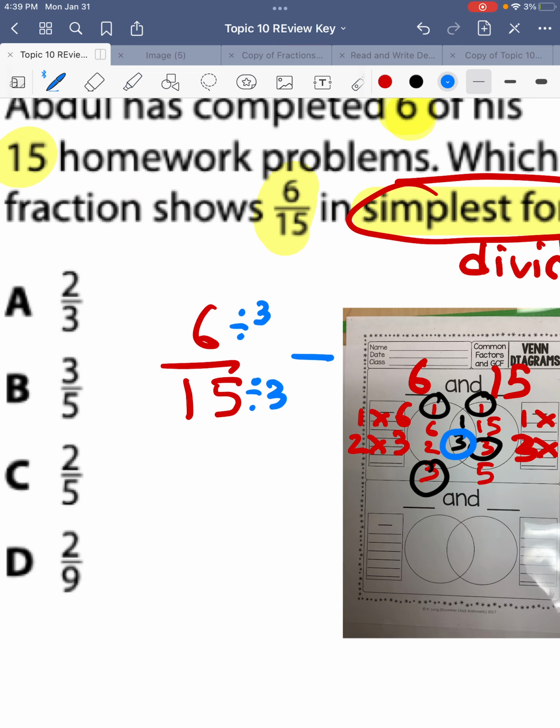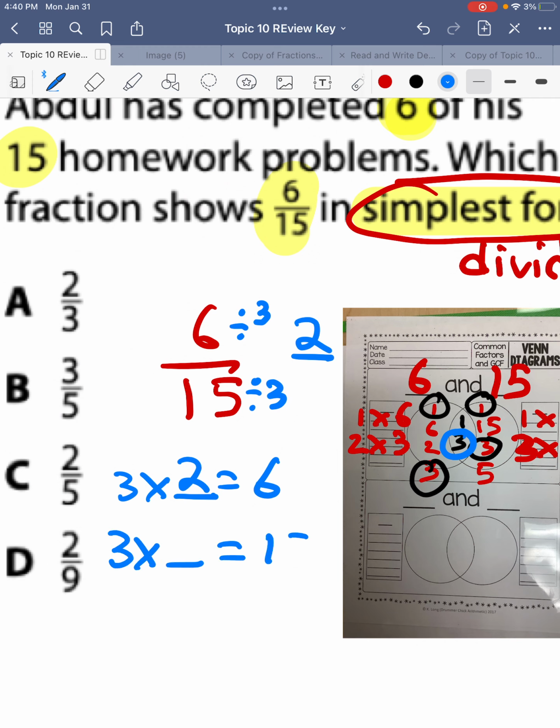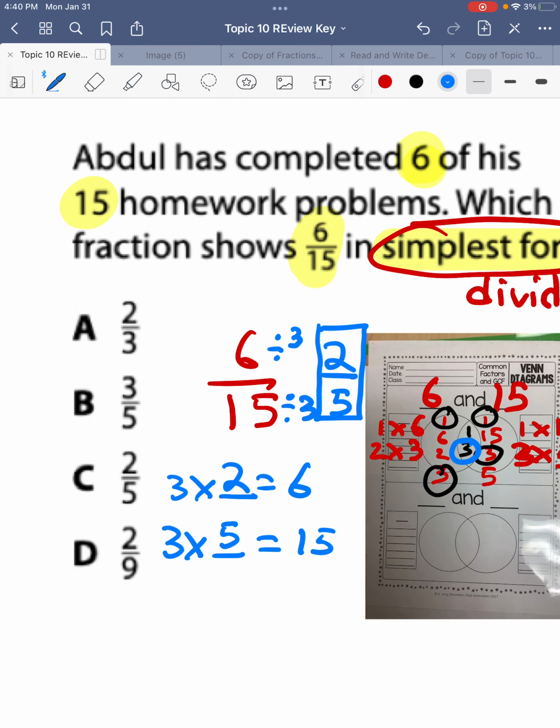Okay, 6 divided by 3. Ask yourself, what times 3 gives me 6? That would be 2. So 6 divided by 3 is 2. 15 divided by 3, same thing. What times 3 gives me 15? That is 5. 15 divided by 3 is 5. So my answer is 2/5. If I look to see, it is C.